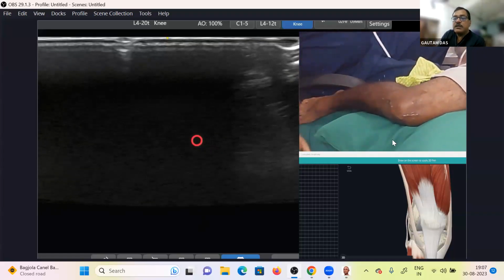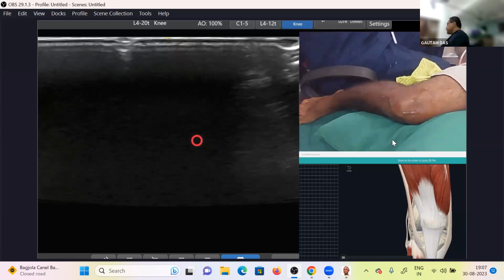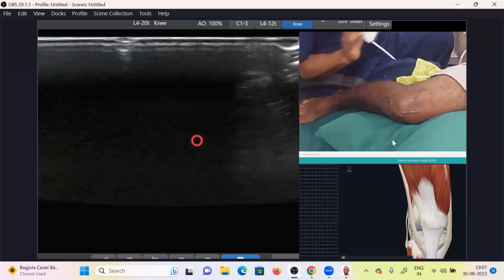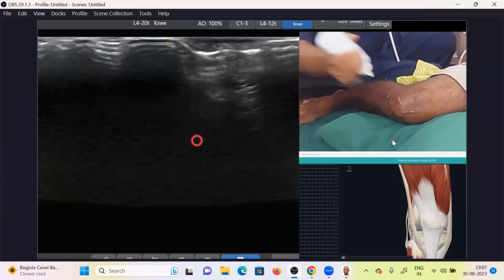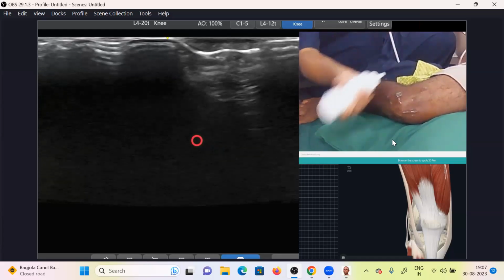Okay, everybody can see the knee? Yes, sir. Do I need to adjust the camera or it is okay? It is okay, sir. Okay.